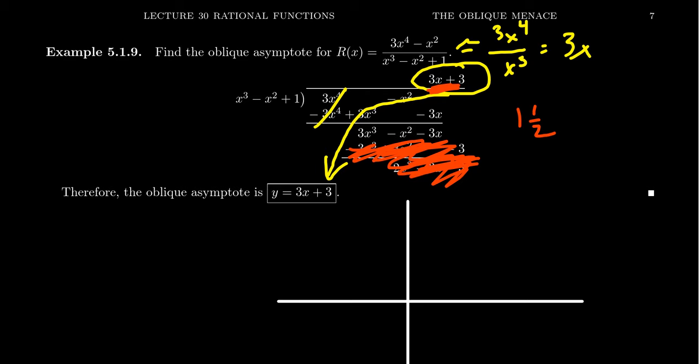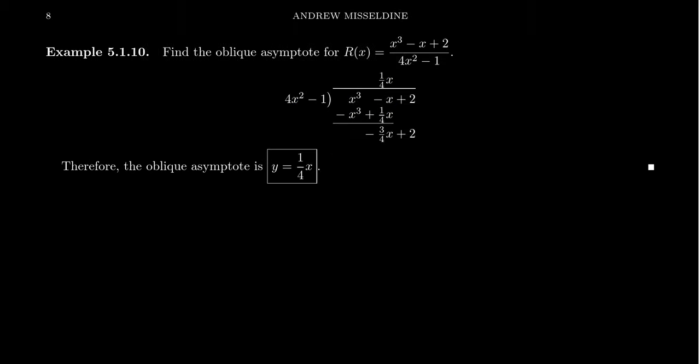So this tells me that my function, if I was graphing this, will have a slope of 3. It has a y-intercept of 3. So you get this oblique line, something like this. And then as x goes towards infinity, or negative infinity, it's going to start behaving like this line. This is what we're expecting. This is why we want to find these oblique asymptotes.